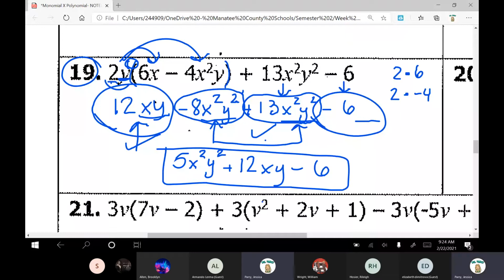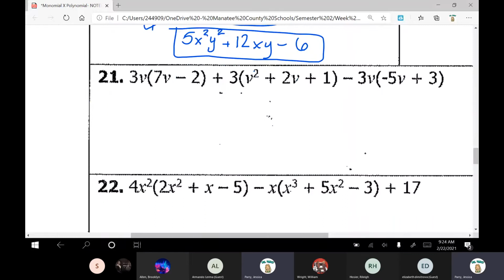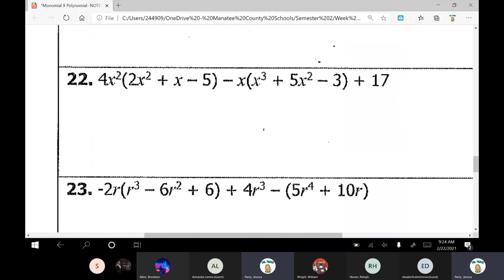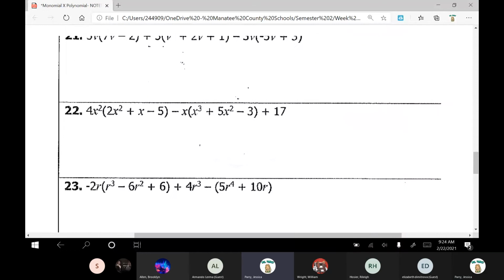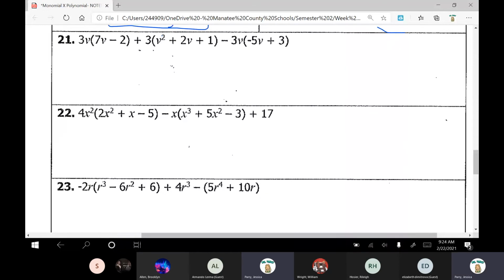Okay, let's keep on going. Number 22. And remember, if you have any questions, feel free to type them in the chat. I am here. I have my chat in front of me. I can see it. I can slow it down if you need me to, or explain something again or in a different way. Let's keep going. Number 22.